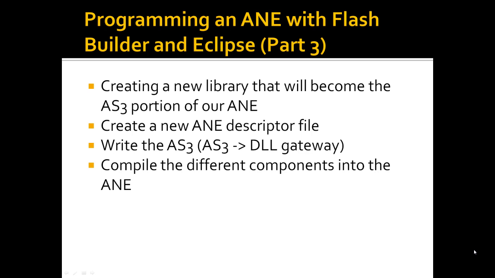So the basic steps we're going to be covering include creating a new library that will become the AS3 portion of our ANE. We're going to create a new ANE descriptor file. We're going to write the AS3 code, so I think like 3 or 4 functions in addition to the standard ones. And then we're going to compile the different components into an actual .ANE file that we can consume later on. The last part of the video series will show you how to consume that ANE file in your application and do some tests, essentially writing a little harness so you can test your DLL file. So let's get started.